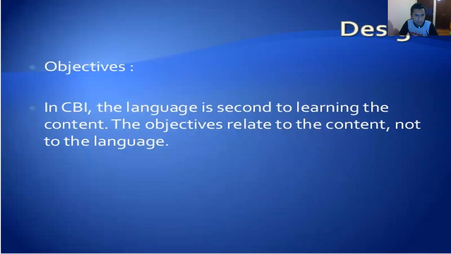The objectives. In CBI, the language is second to learning the content. The objectives are related to the content, not to the language.